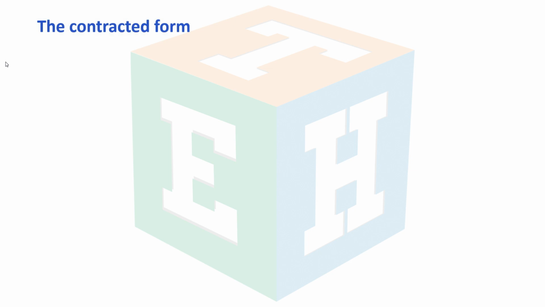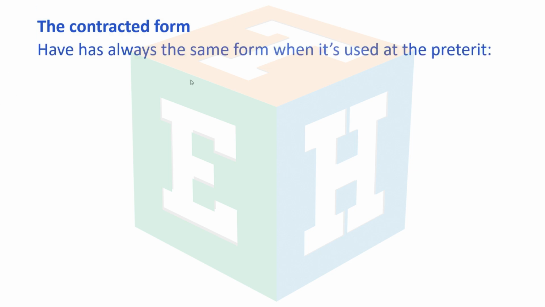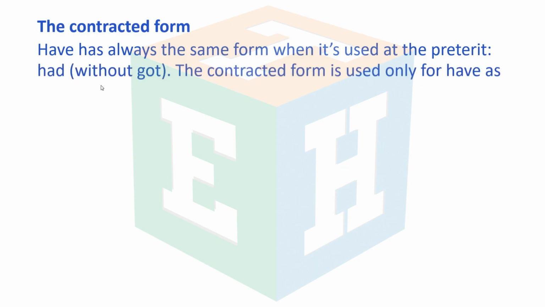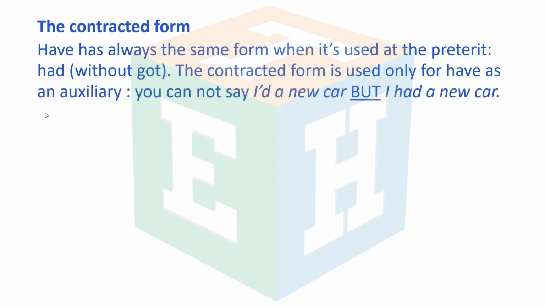The contracted form. Have has always the same form when it's used at the preterite. Had without got. The contracted form is used only for have as an auxiliary. You cannot say I'd a new car, but I had a new car. I had, contracted form, I'd. So we join these 2 words and we replace apostrophe to the letters that we omitted.